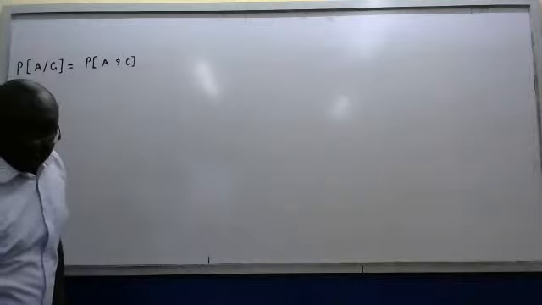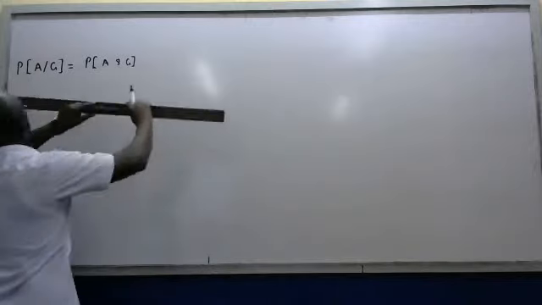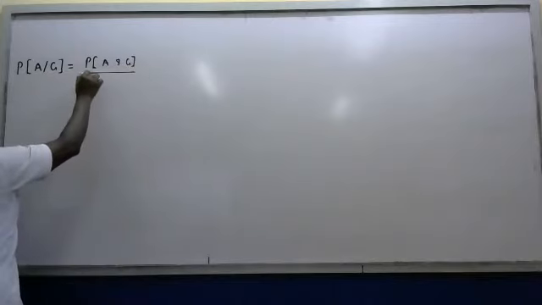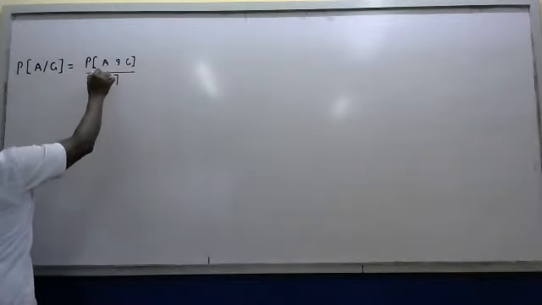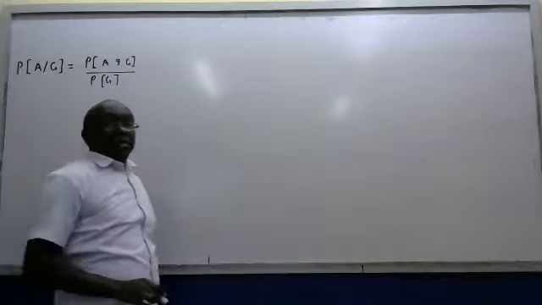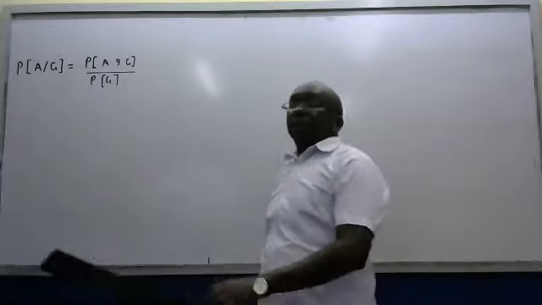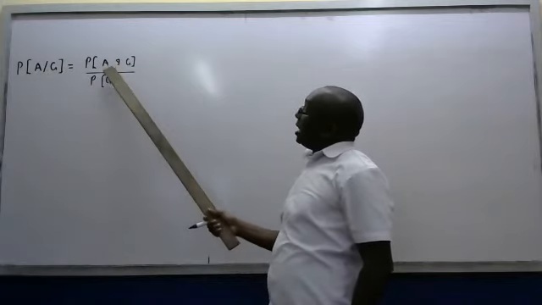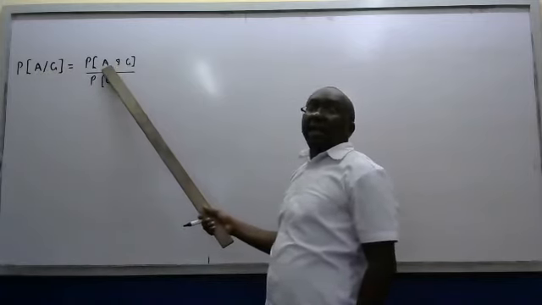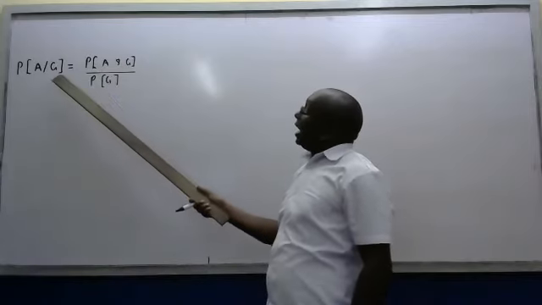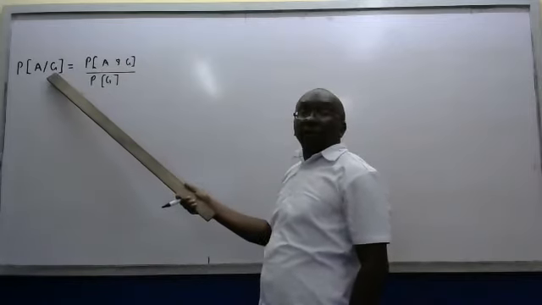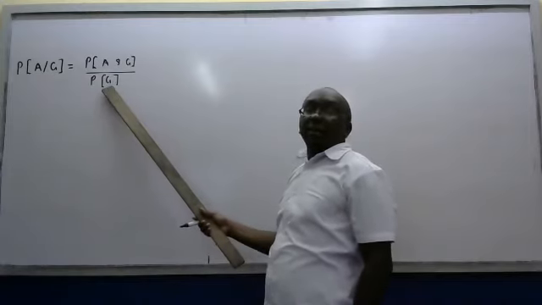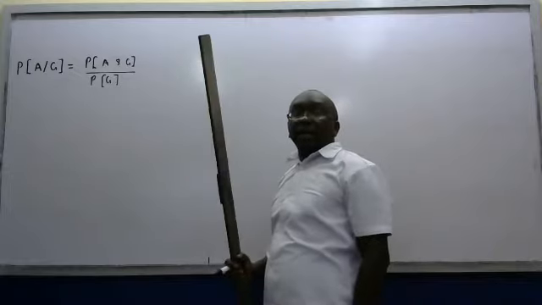Probability of A and G, you divide it by probability of G. So there are two things that you can use to cram. These values here, A and G, are the ones that come to the numerator. And the second one here, the one that you are told is given, is the one that becomes the denominator.